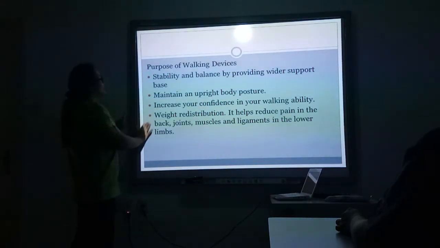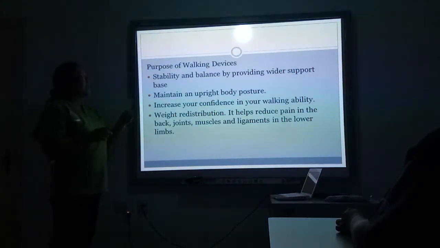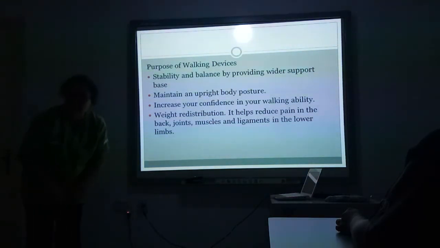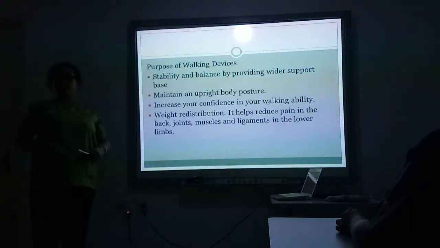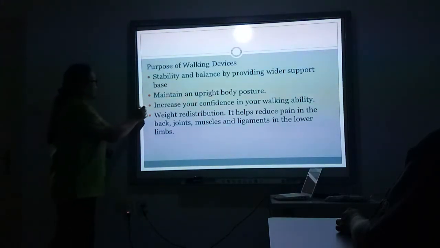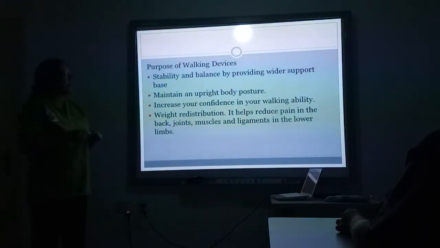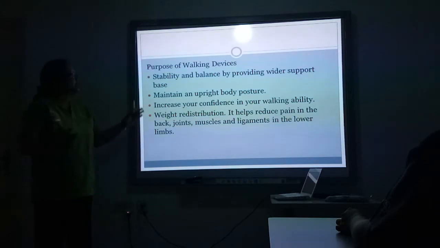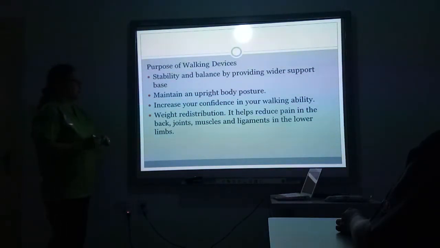Okay. Next, maintain upright body position. When you say upright, hindi siya naka-stoop, kundi nakaganon. Okay? Next, increase your confidence in walking ability. So if you have fracture, injury in the lower extremities, you're not confident to walk. So the devices will help you to increase your confidence in walking ability.